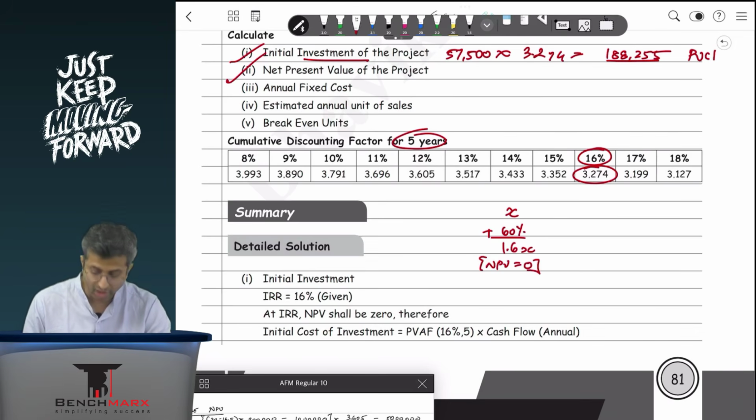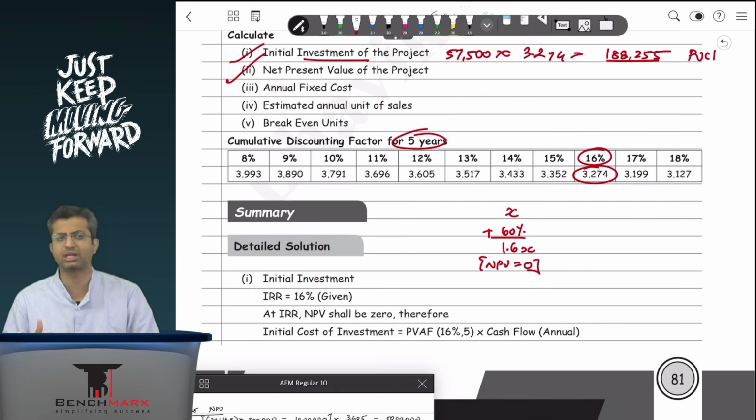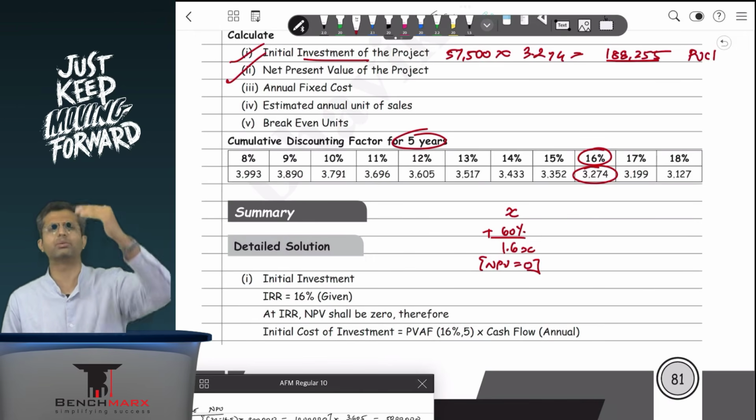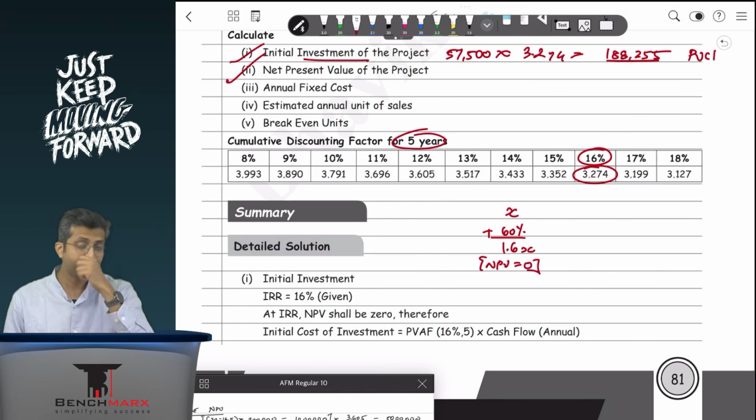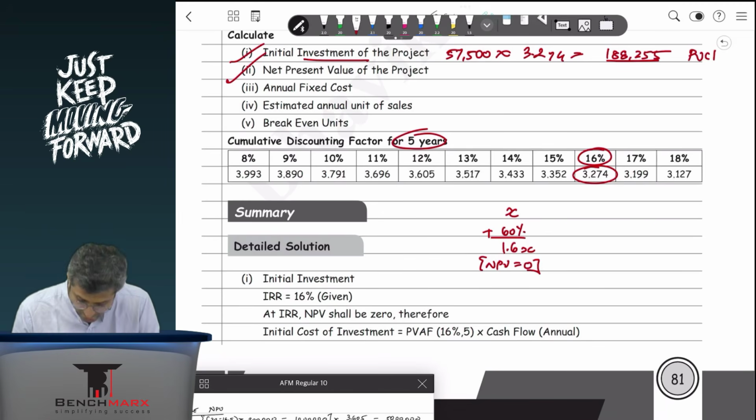How do you understand sensitivity? The change that has to happen in a particular factor to get it to a 0 NPV. So if my existing cost of capital is X, if it increases by 60%, why increases? Because if cost of capital increases, that is when NPV will fall. If it becomes 1.6x, that is when my NPV becomes 0. But I know that NPV is 0 at IRR, which means I can say that 1.6x will be 16%, then x is equal to how much? Well, x is equal to 10%.